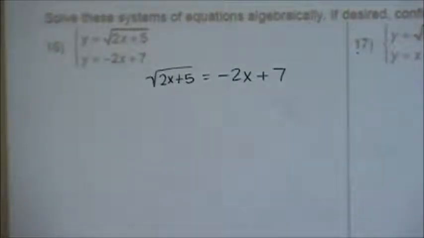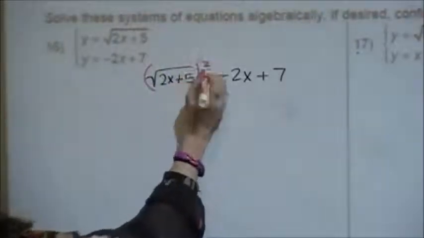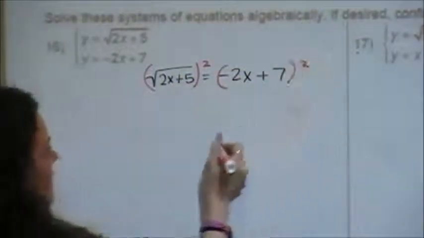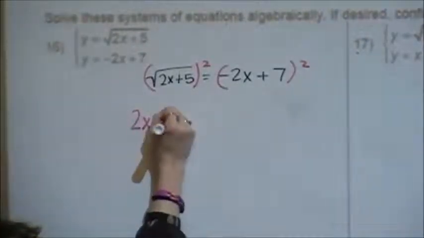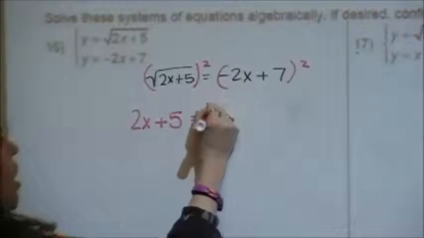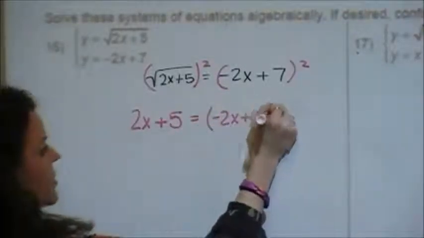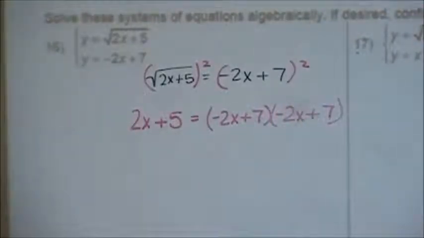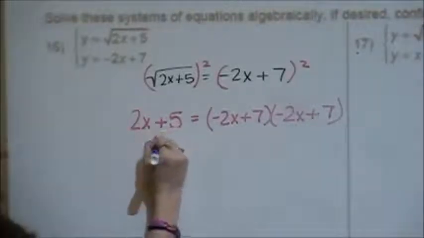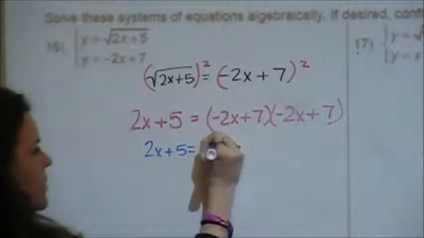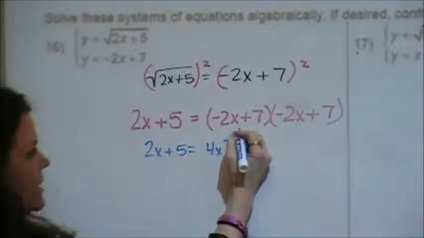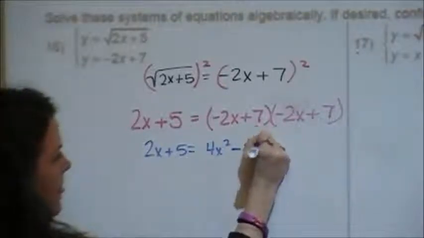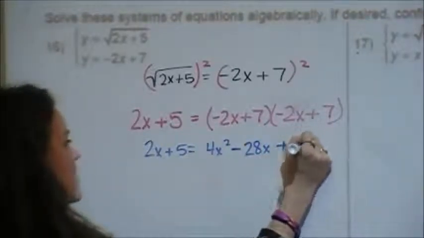Good. We have to square both sides because I need to get rid of that radical. So I'm going to square the left in order to get rid of the radical, and that means I need to square the right. So on the left, that cancels the radical and gives me 2x plus 5. On the right, I'm going to write it down twice so that I don't FOIL it incorrectly. So I need to FOIL it out. And let's see, that gives me 2x plus 5 equals 4x squared minus 28x plus 49.